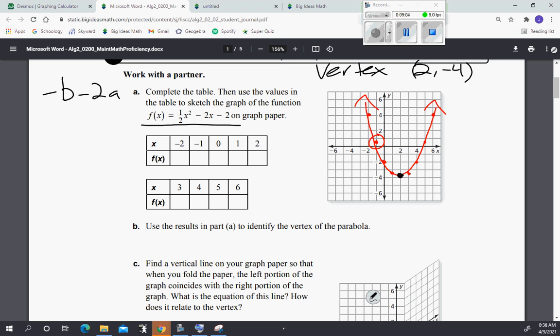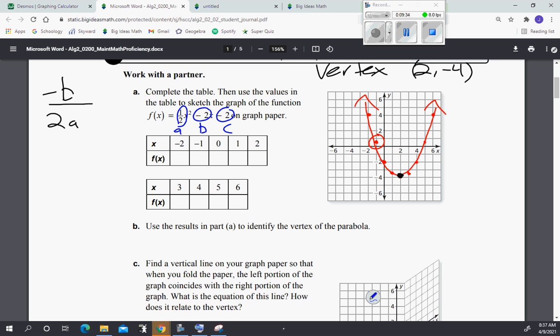Negative b over 2a. Each of these numbers in front, this 1/2, that's a. This negative 2, that's b. This negative 2, that's c. A, b, c. That's how we label those.